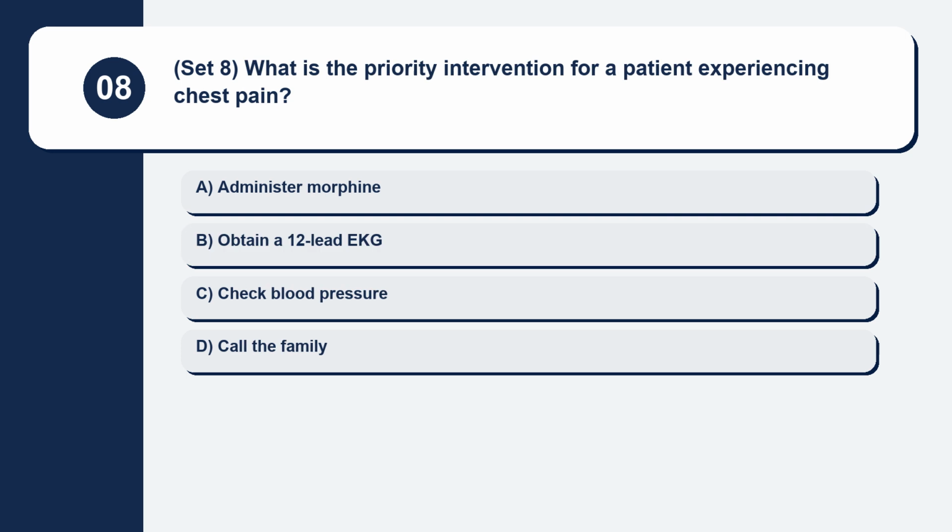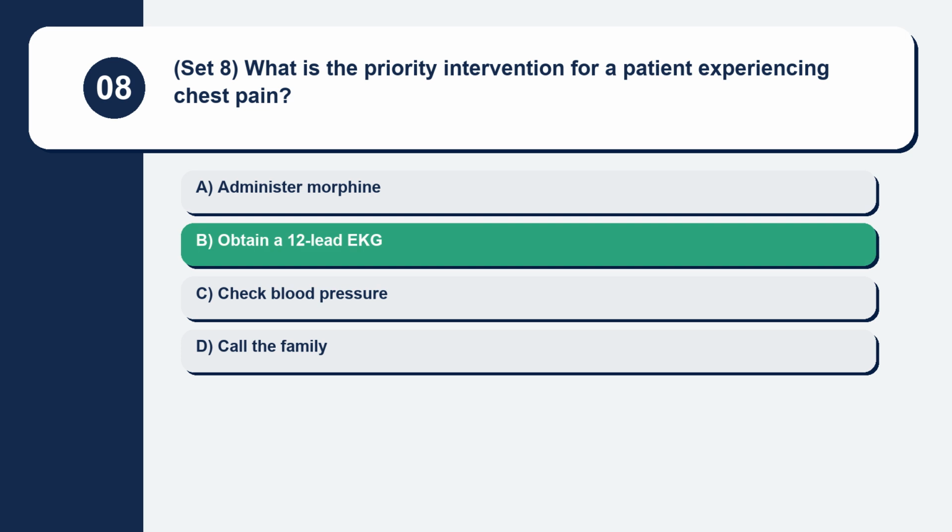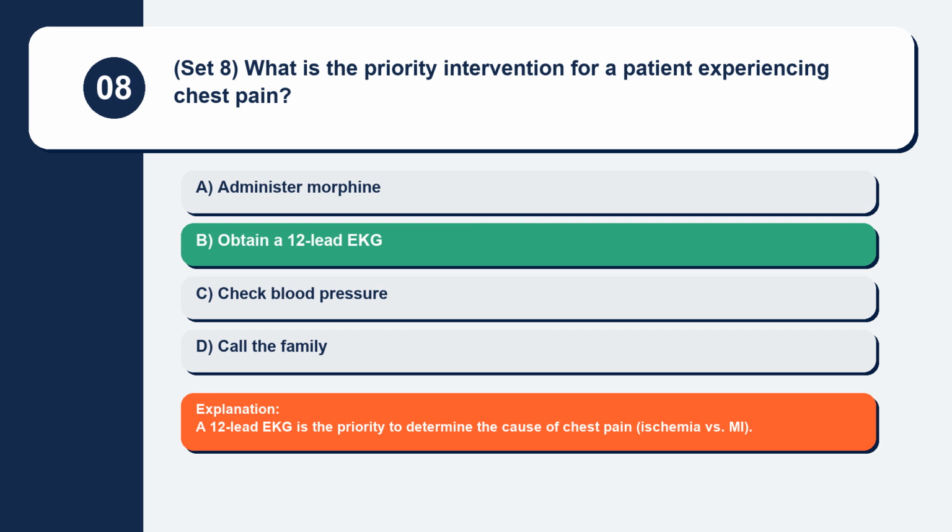Question 8. Set 8. What is the priority intervention for a patient experiencing chest pain? Administer morphine, obtain a 12-lead EKG, check blood pressure, call the family. A 12-lead EKG is the priority to determine the cause of chest pain, ischemia versus MI.